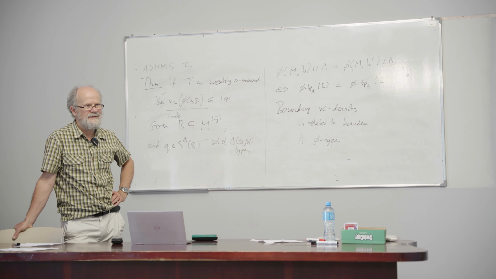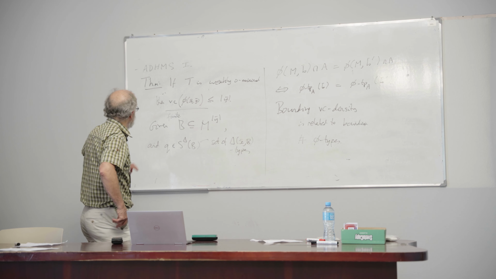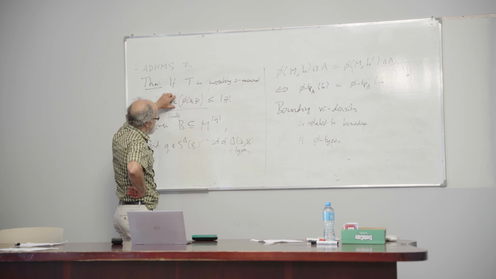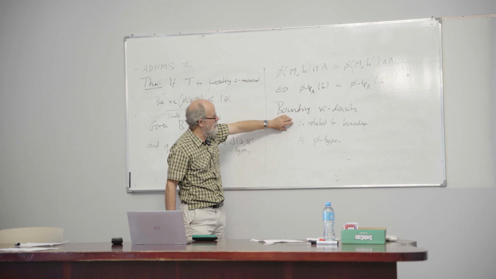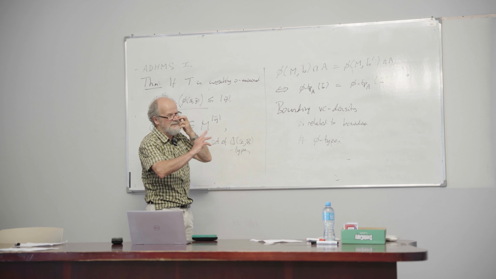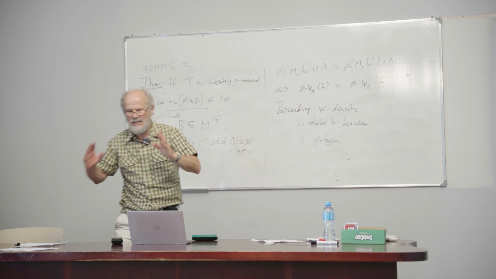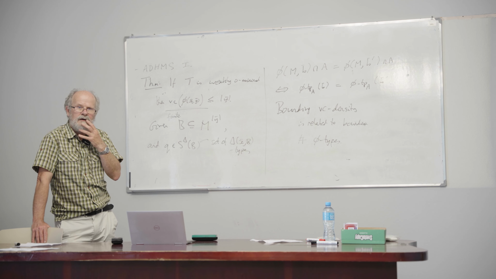The idea is that we bound VC density by reversing x and y and counting types, counting these sorts of types. That's the general idea. There's one general comment I wanted to say.